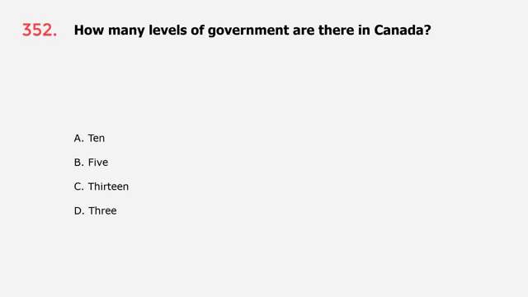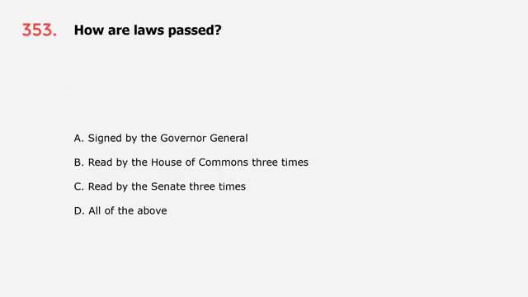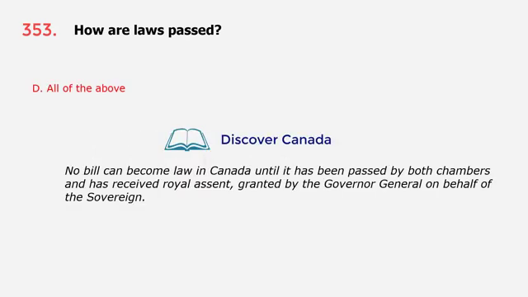Question 352. How many levels of government are there in Canada? A. 10. B. 5. C. 13. D. 3. The answer is D. 3. Question 353. How are laws passed? A. Signed by the Governor General. B. Read by the House of Commons 3 times. C. Read by the Senate 3 times. D. All of the above. The answer is D. All of the above.